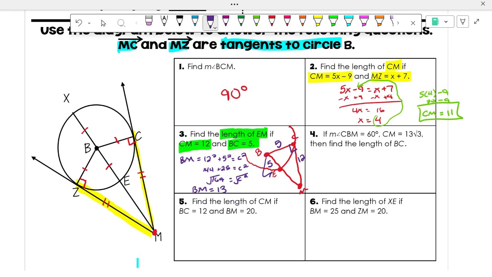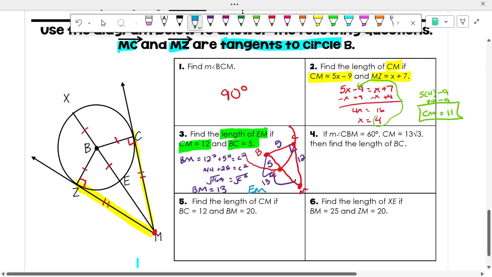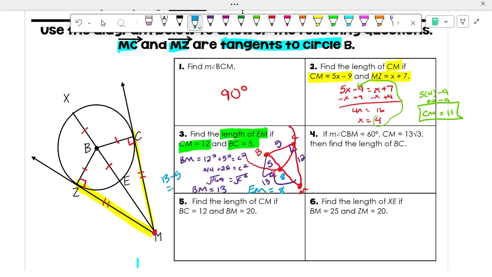So if all of this is equal to 13, what's EM equal to? BM is 13, BE is 5. So what's EM? 8. You just subtract them, because we did 13 minus 5, and that's equal to 8.